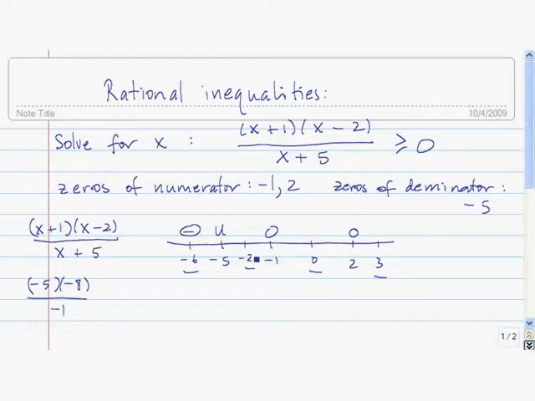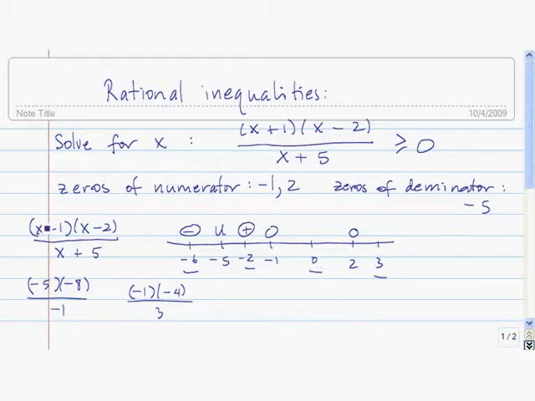Okay, similar for x equals negative 2. Negative 2 plus 1 is negative 1. Negative 2 minus 2 is negative 4. And negative 2 plus 5 is 3. So we have a negative times a negative divided by a positive. So negative times negative is positive, divided by positive is positive.